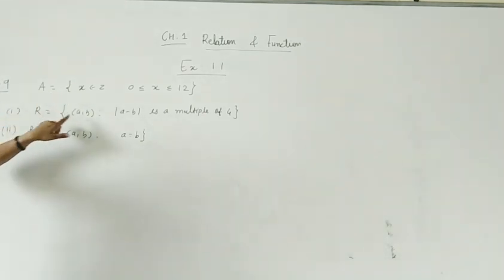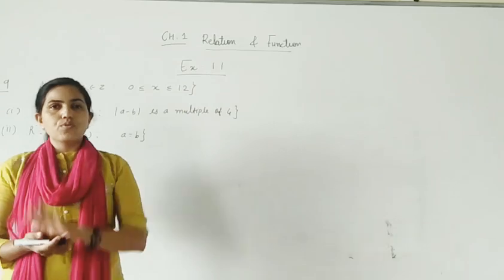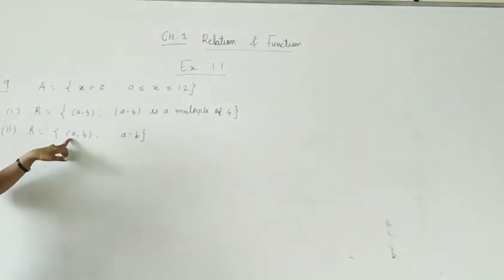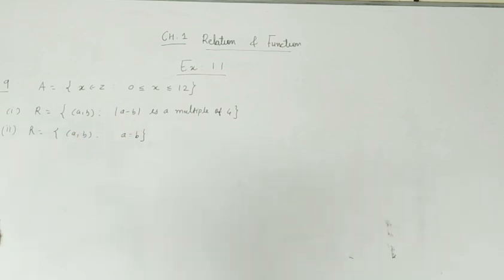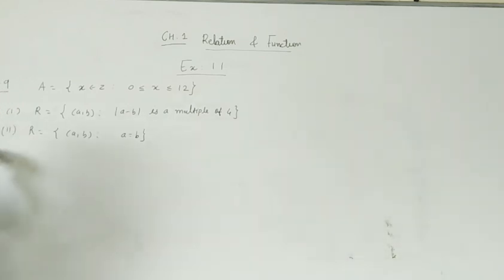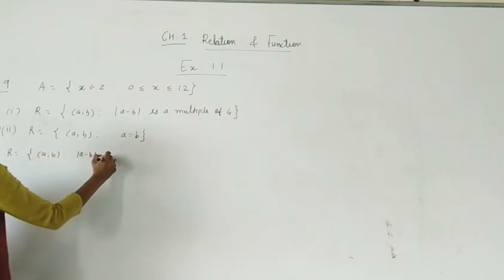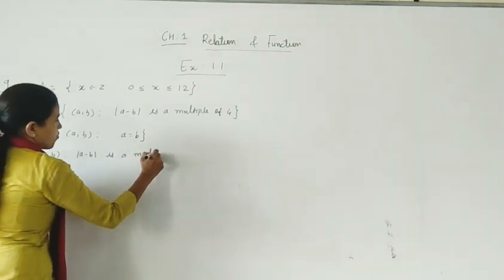Now relation R is all those elements (a, b) where modulus of a minus b is a multiple of 4, and number 2, the relation is all those elements (a, b) where a is equal to b. Show that the given relation is an equivalence relation. So here in question 9, the set A is given to us, and we have two relations. First, that a minus b is a multiple of 4. So let me take the first one: R is equal to all those elements (a, b) where modulus of a minus b is a multiple of 4.